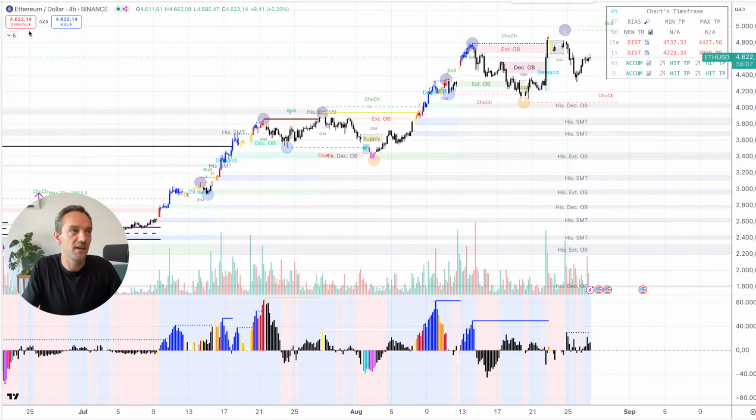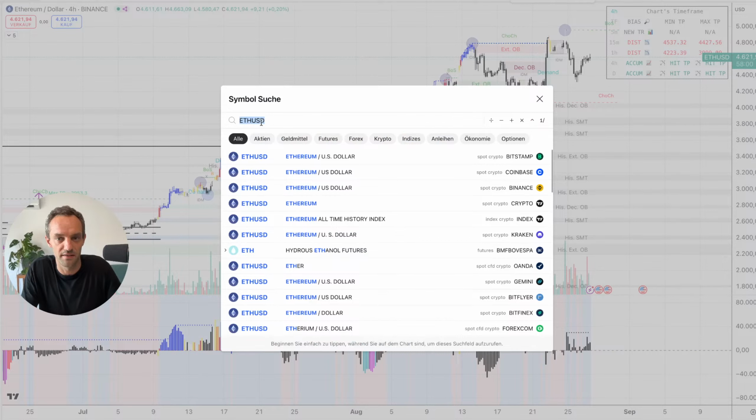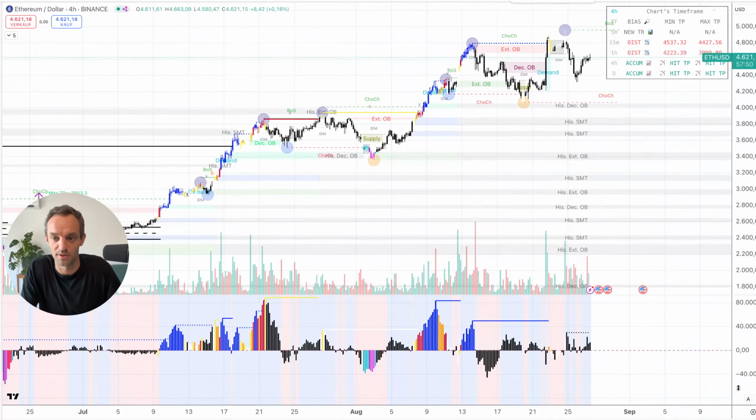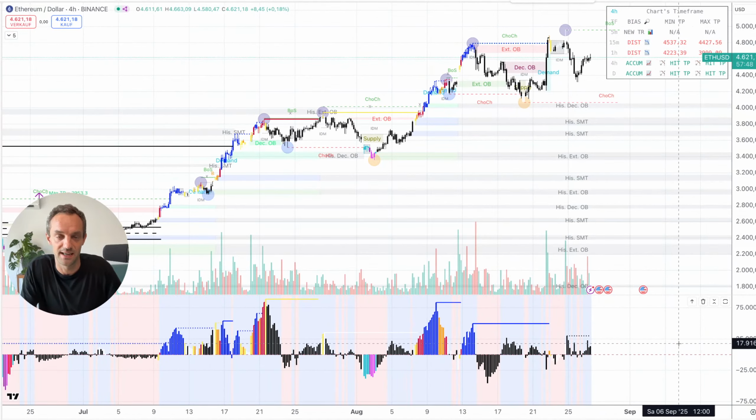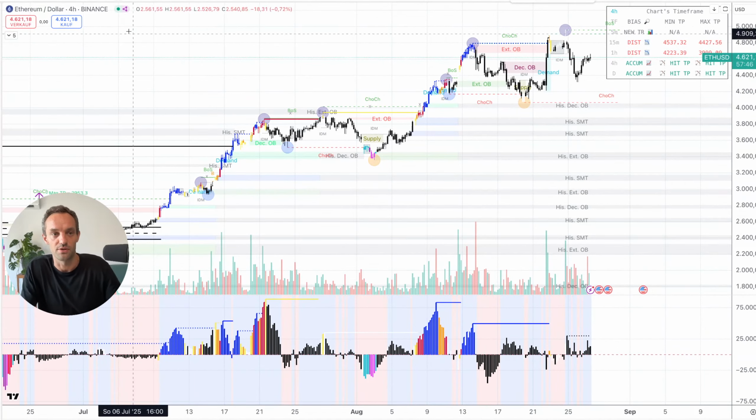be Ethereum US dollar. This is what you can see here on the chart. It's Ethereum US dollar on Binance, because Binance is the most liquid exchange for Ethereum, and this is very important to read and understand volume ventures.